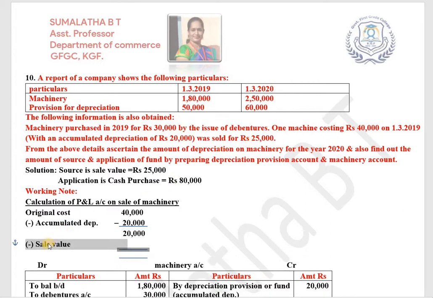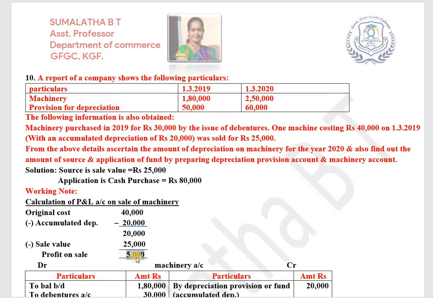So now the sale value of 25,000 minus 20,000. If you subtract, what we get is profit on sale of machinery. Because the written down value of the machinery is 20,000, and 20,000 worth of machinery is sold for 25,000. So obviously we get a profit. How much did we get? Profit of 5,000.